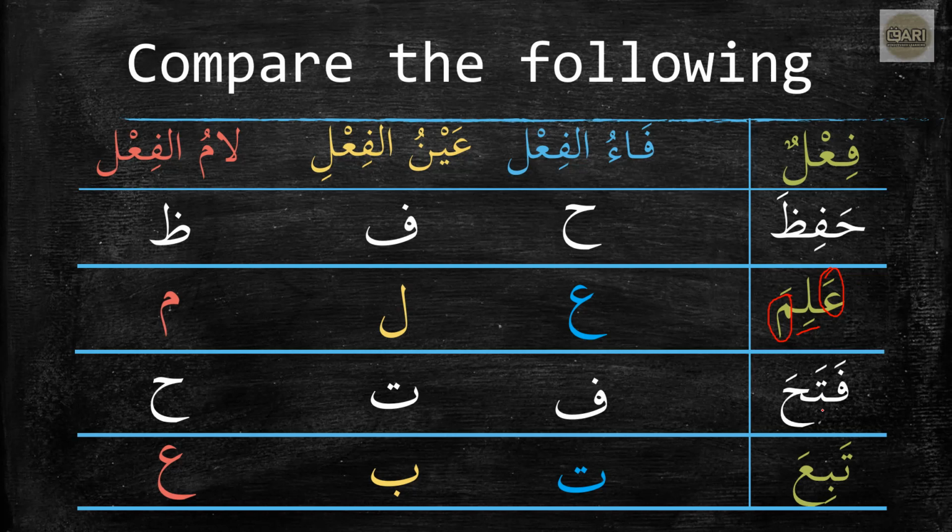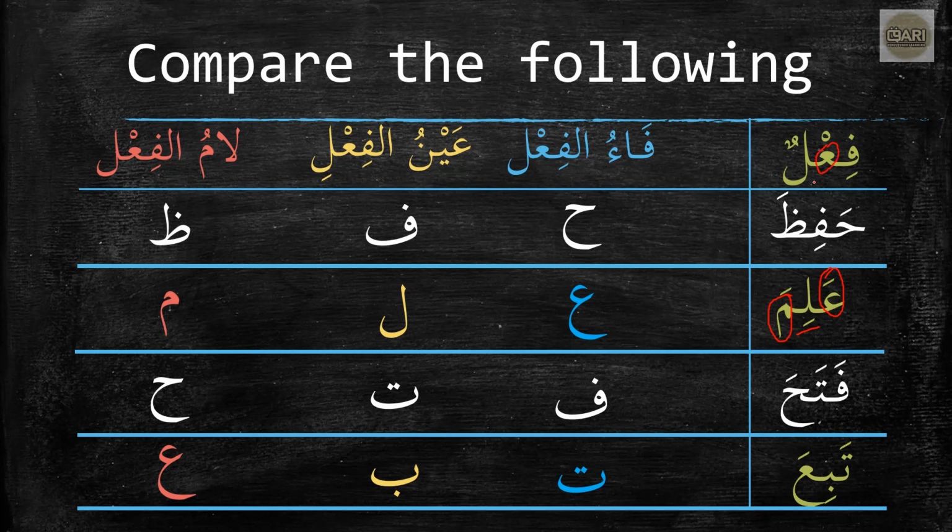What's the lamul fi'l in fataha? Lam is the last letter. Last lam. The last letter in fataha is ha. So ha is the lamul fi'l. Let's shake it up a bit. What is the aynul fi'l?